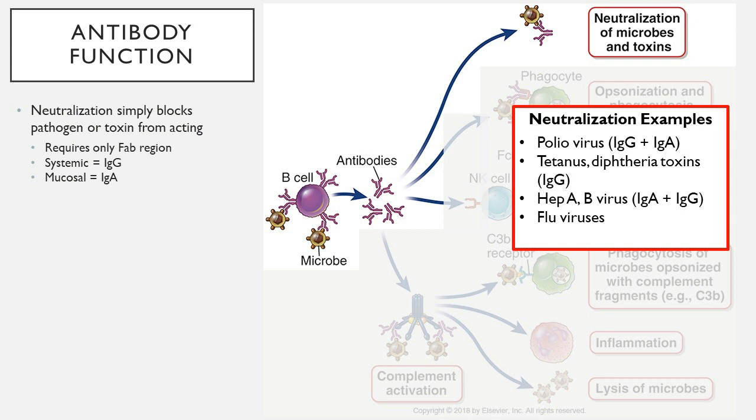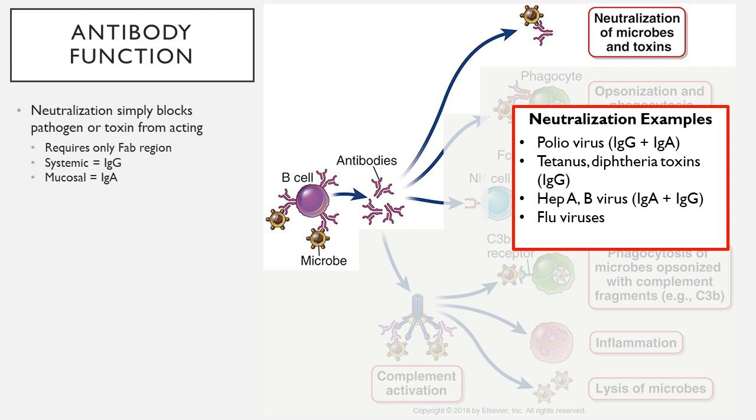And despite being so simple, it's incredibly effective, and we use this for a lot of different vaccines and different treatment options. Some notable examples are the polio virus, which forces our body to produce both IgG and IgA antibodies. There are the tetanus and diphtheria toxins, in which IgG just attaches to them and prevents them from acting with a toxic effect in our body.